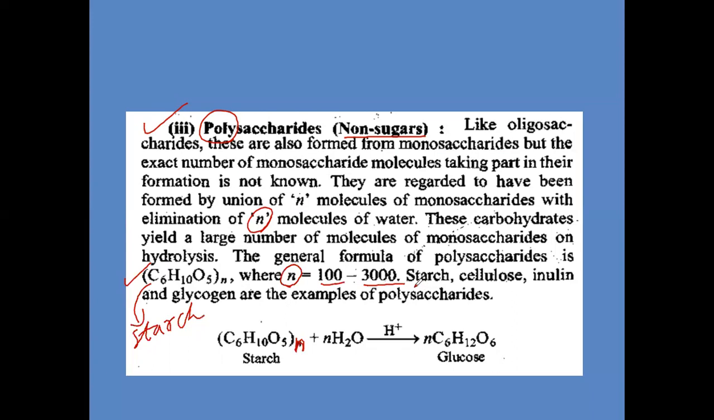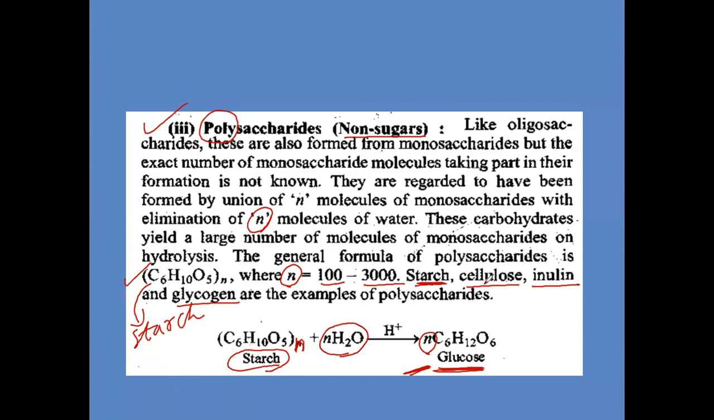Okay. The examples of polysaccharides: starch, cellulose, inulin, glycogen. These all are examples of polysaccharides. Now here, starch requires N number of water molecules to give N moles of what? Glucose. Okay. So whatever the N, that many moles of glucose will be produced here. That means starch is made up of only glucose units. So starch is an example of a homopolysaccharide.